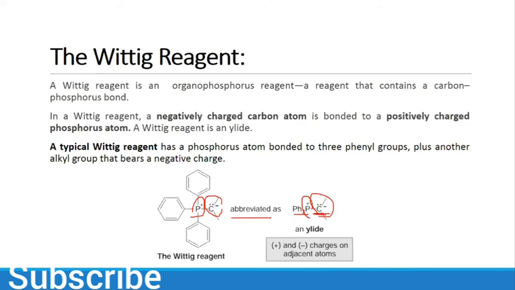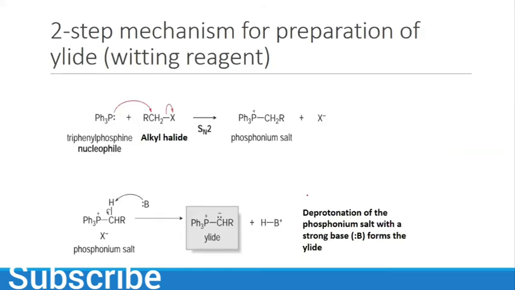So this is ylide. A typical Wittig reagent has a phosphorus atom bonded to three phenyl groups. So it is attached with three phenyl groups plus another alkyl group that bears a negative charge. So it can be attached to any other alkyl group having a negative charge on the carbon atom, and the length of this alkyl group does not matter. So you have to add this to your compound. I will show you how. So how can you prepare Wittig reagent? So this is a two-step mechanism.